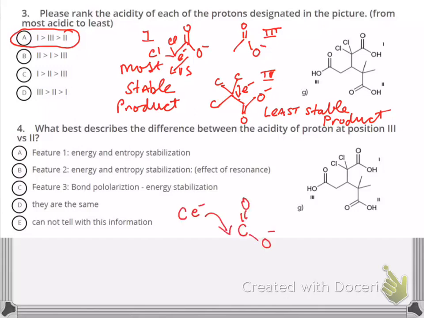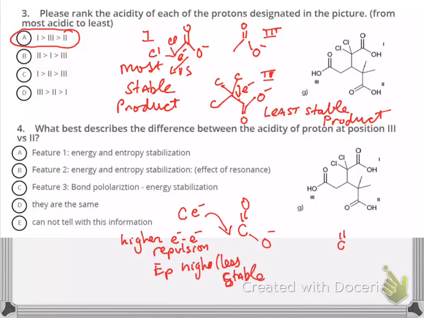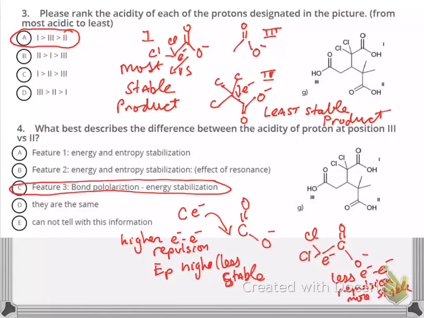So we can see that electron donation increases the potential energy of the conjugate base, raising potential energy due to electron-electron repulsions, which means a less stable product. Then you have electron withdrawing groups that are going to reduce electron-electron repulsions and make it more stable. So we would pick feature 3. This is the bond polarization argument, and so feature 3.